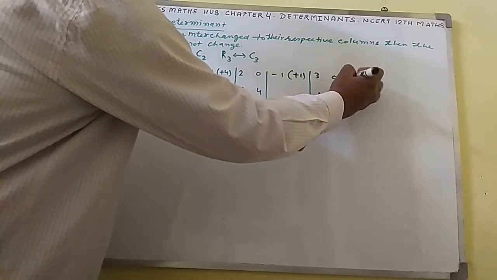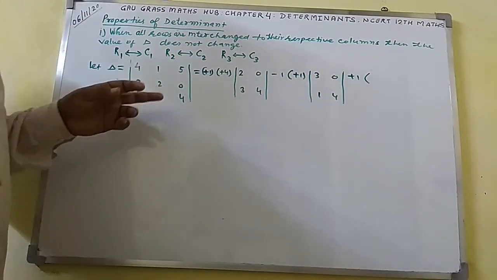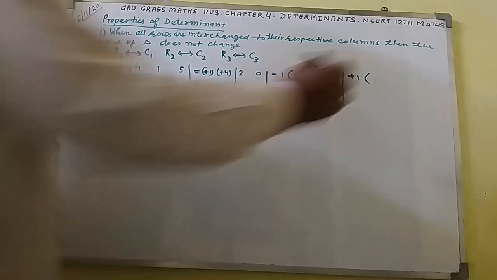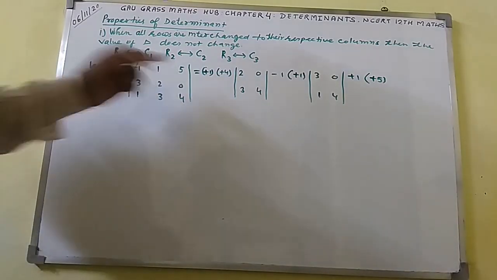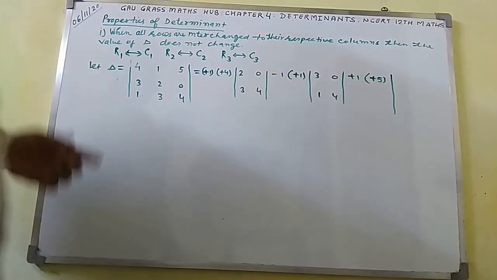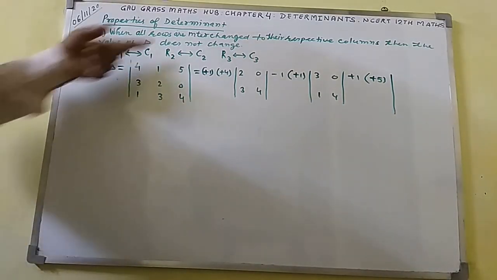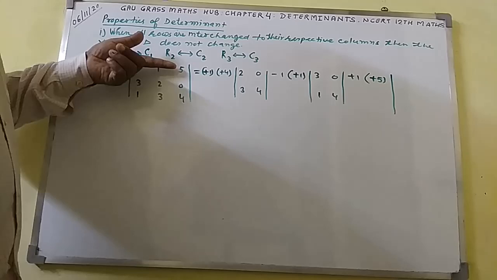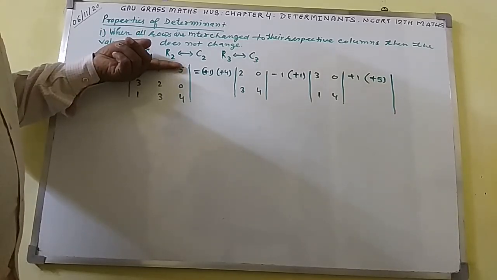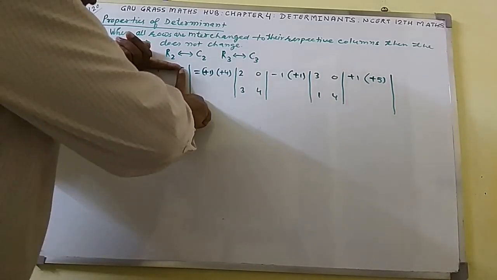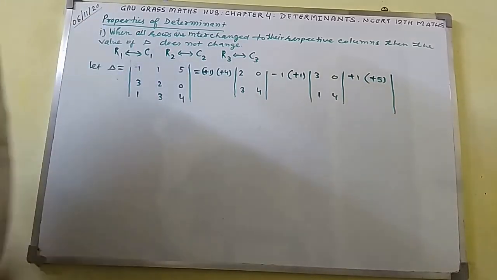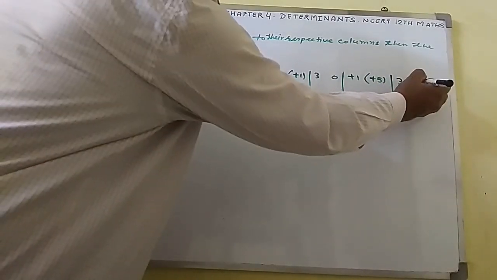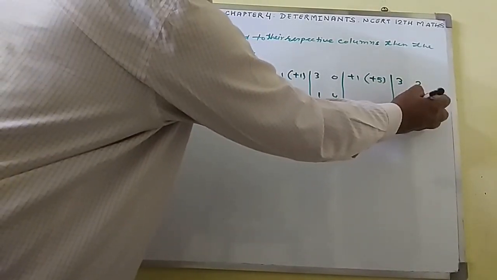After that, plus 1 is fixed here. The next element I shall take is plus 5, so write plus 5. Now you have to get the minor of plus 5. Since 5 is in the first row and third column, the first row will be hidden and the third column will be hidden. You will get the minor of 5 as 3, 2, 1, 3, so I shall write 3, 2, 1, 3.